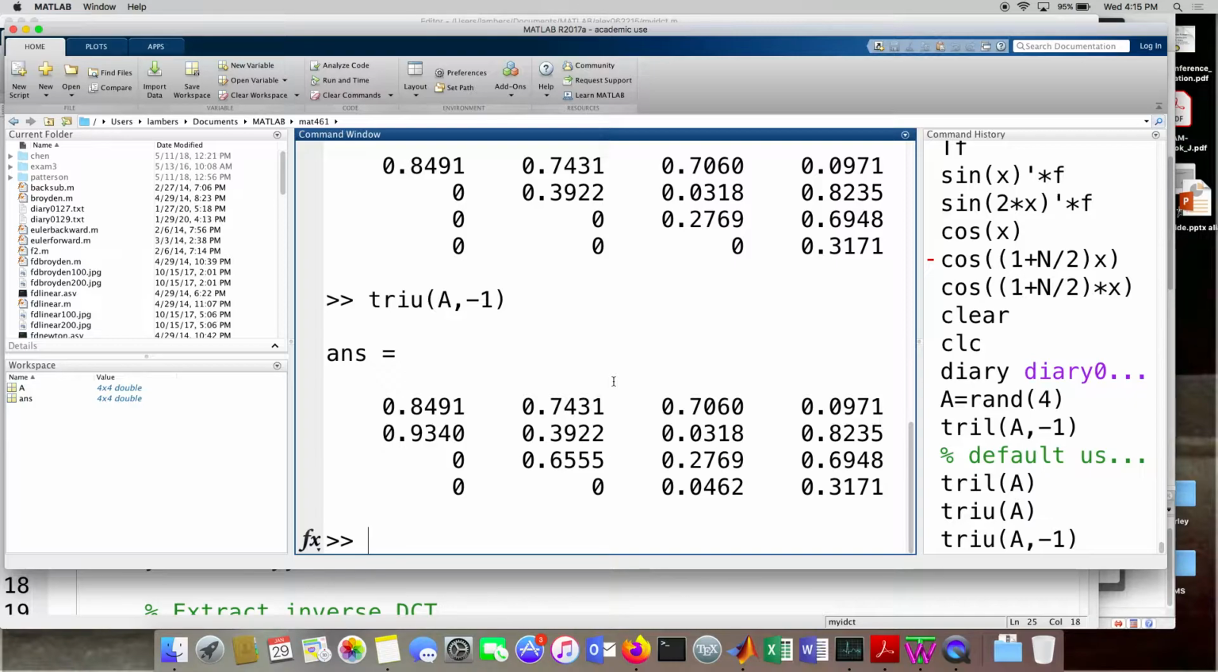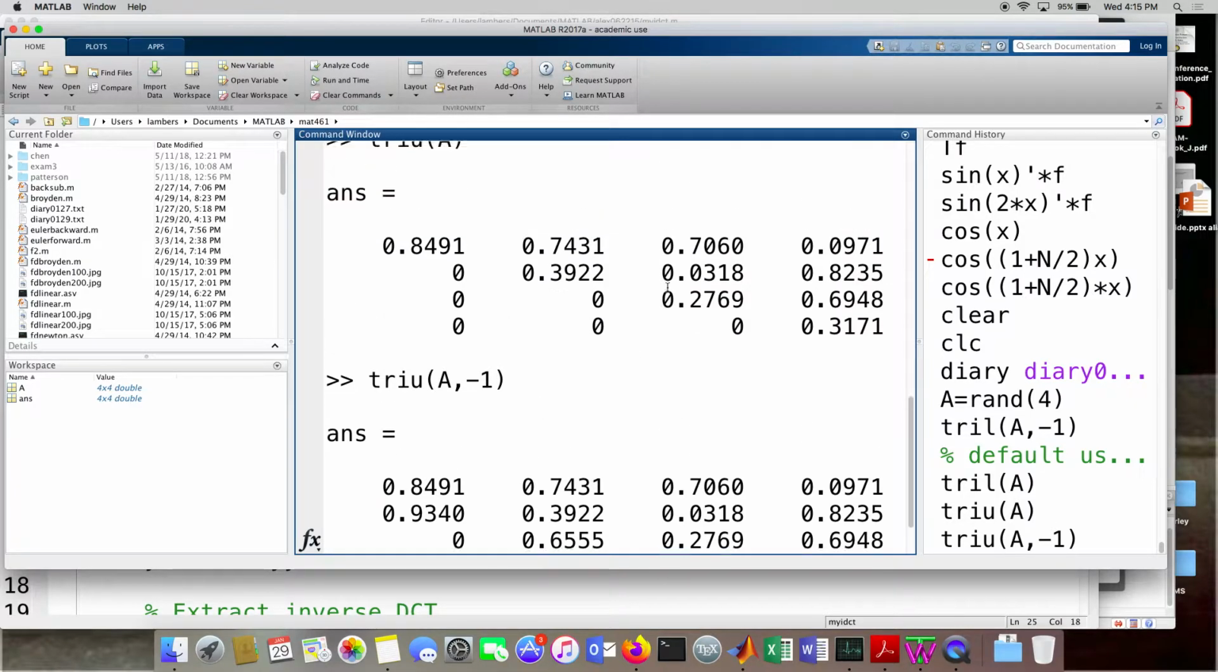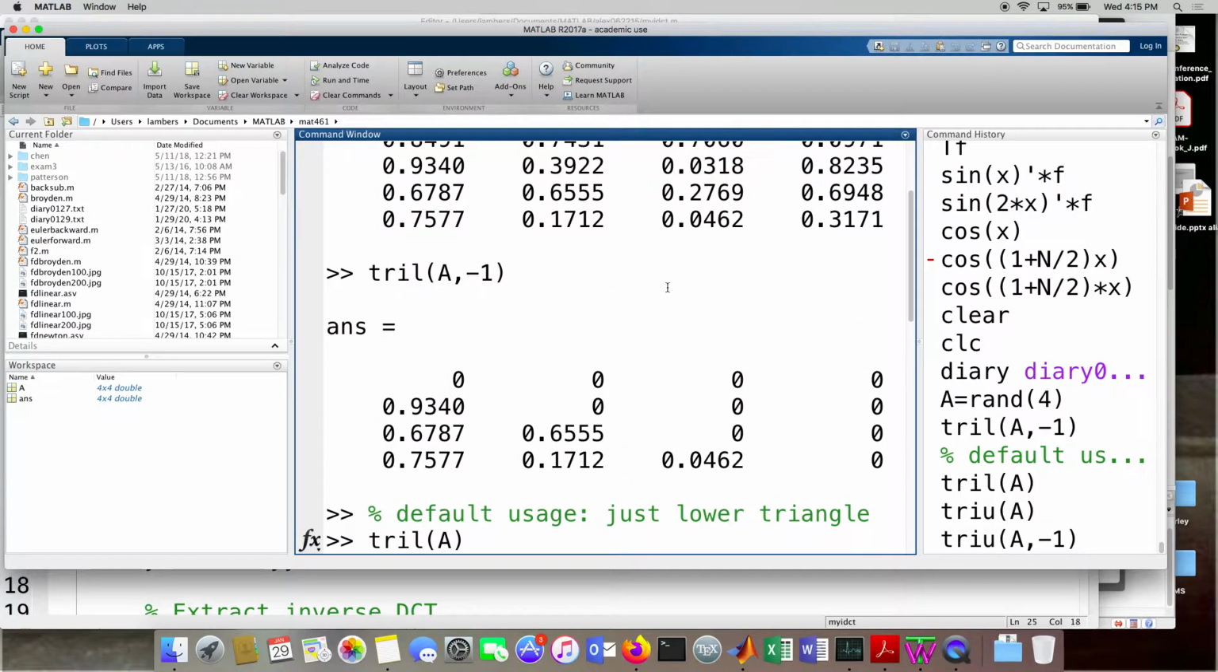And I should mention, if I go back to tril, this zeroes out the main diagonal also. This is what is called a strictly lower triangular matrix that has only a triangle below the diagonal, nothing else.